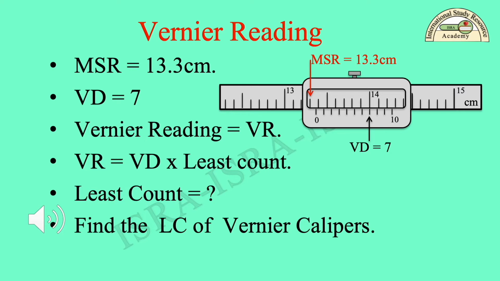But vernier reading is equal to VR. VR is equal to VD times least count. Least count is question mark. We don't know its value. Find the least count of vernier calipers now.